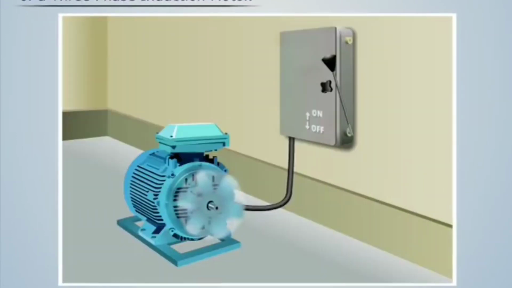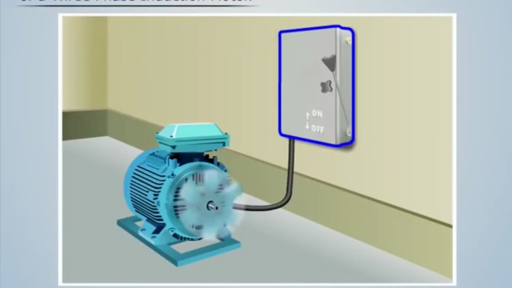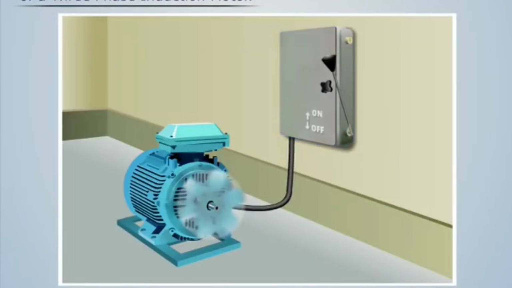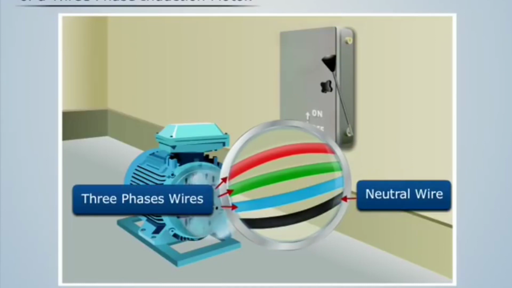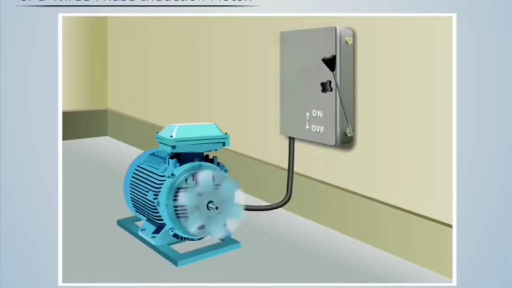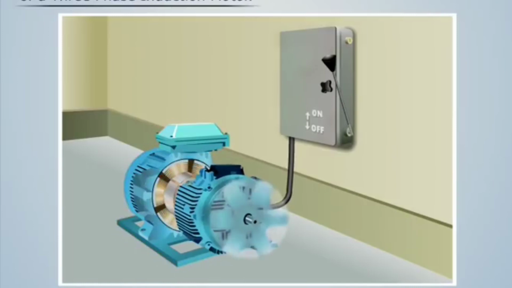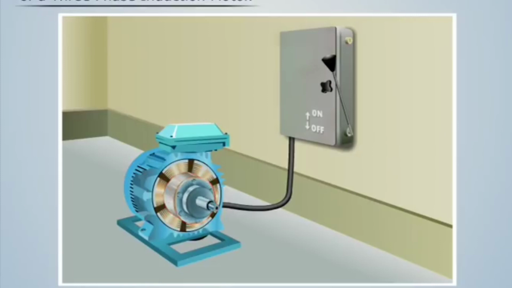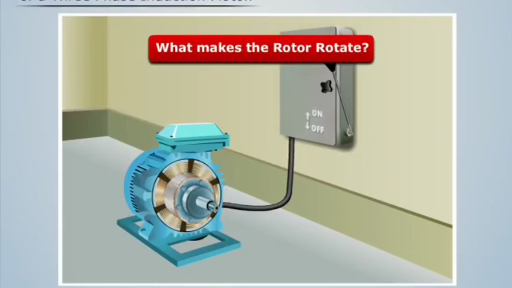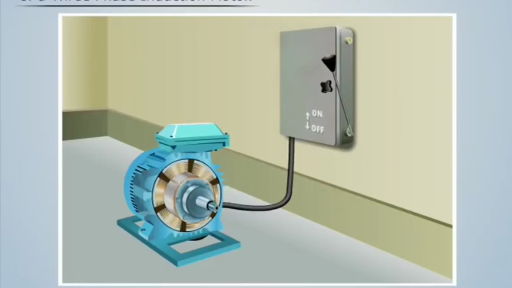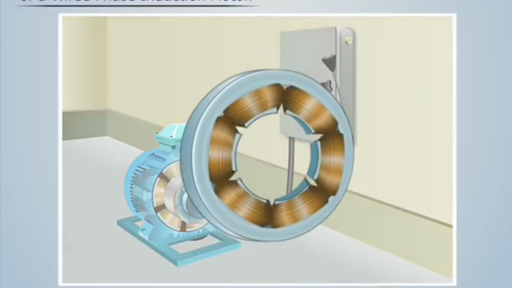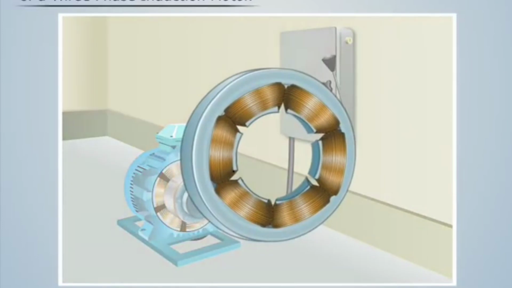We know that when a three-phase supply consisting of 3 phases and a neutral wire is connected to a three-phase induction motor, its rotor starts rotating. Let's understand what makes the rotor rotate. When a three-phase AC supply is connected to the three-phase stator field windings, they start behaving like electromagnets and produce 3 independent alternating magnetic fluxes.